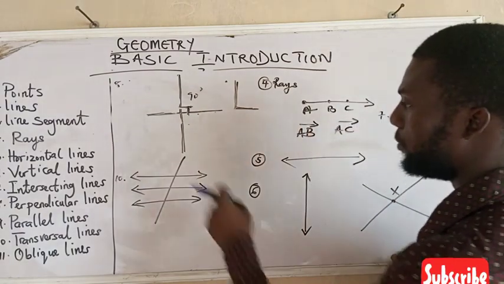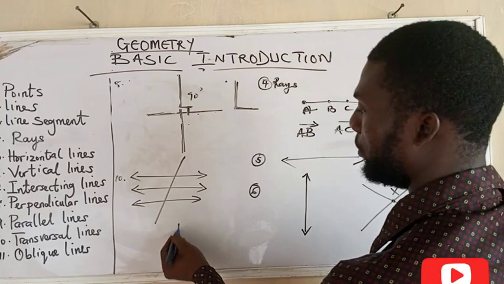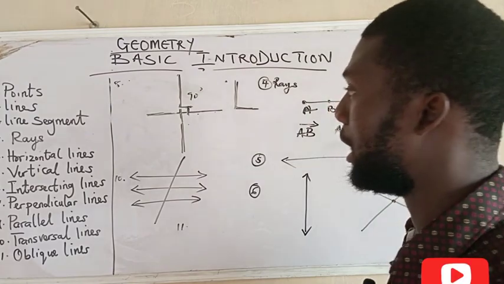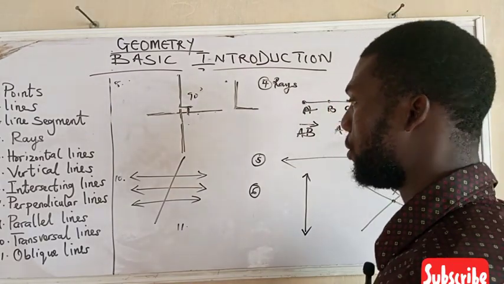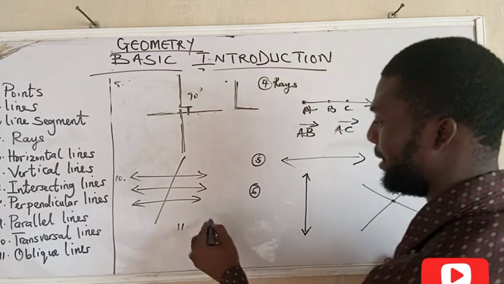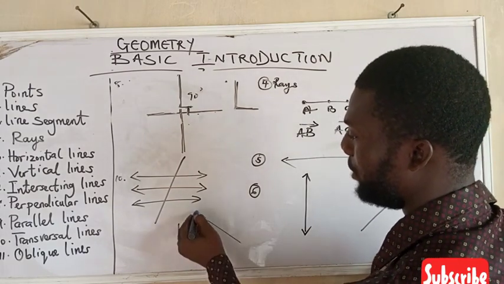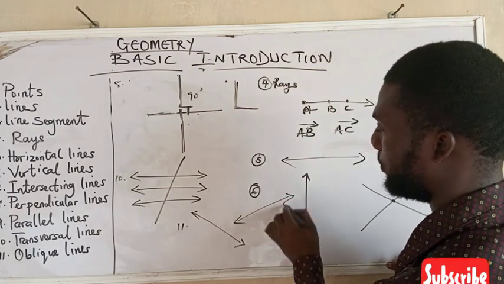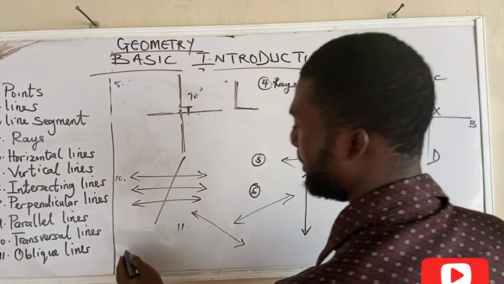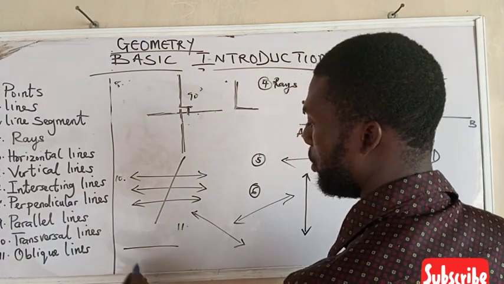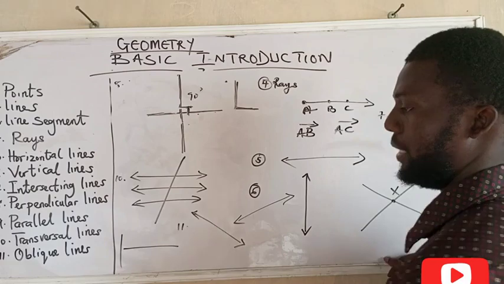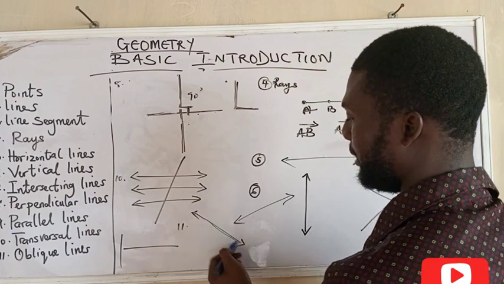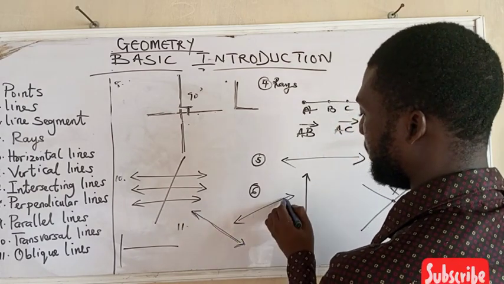And we have the last one, which is oblique. Oblique lines are neither horizontal nor vertical, but they are slanted somehow like this. I can call this an oblique line. I can also call this an oblique line. Can you see? They are neither horizontal nor vertical, but instead they are slanted in this manner. So we can see this is an example of what?